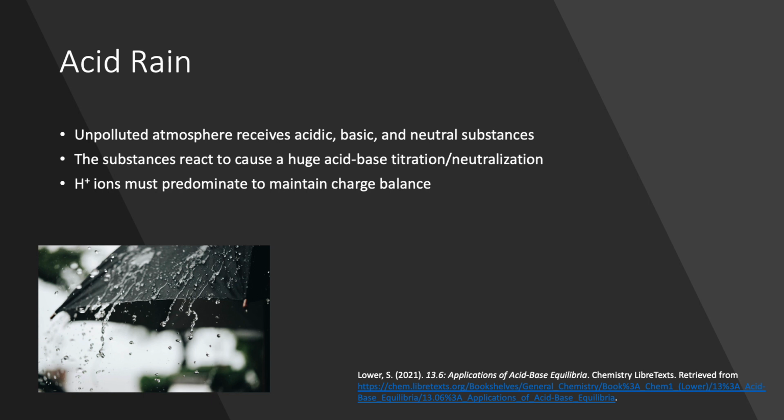Acid rain starts when an unpolluted atmosphere receives acidic, basic, and neutral substances, sometimes from natural sources, but now quite often from pollution. The substances react in the rain to cause a gigantic acid-base titration or a neutralization reaction. The hydrogen ions must predominate to maintain charge balance when this occurs.